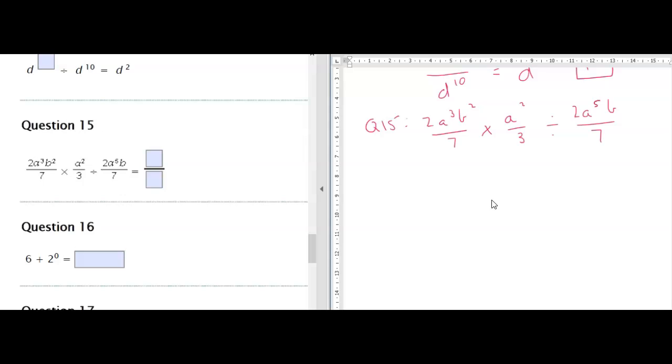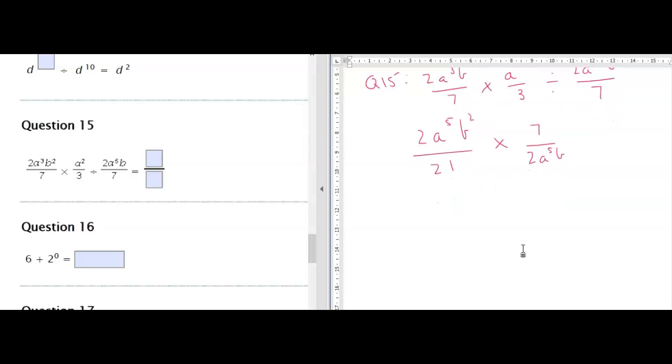So let's bring everything onto the numerator. So a, now I'm going to add the powers at the same time. So 3 plus 2 gives you 5. Then we've got b. And then on the denominator, we've got 7 times 3, which is 21. Just making sure I haven't forgotten anything there. I did, I forgot a 2. Okay, and then we've got dividing this fraction. So when we're dividing a fraction by a fraction, we can change the sign and flip the second fraction.